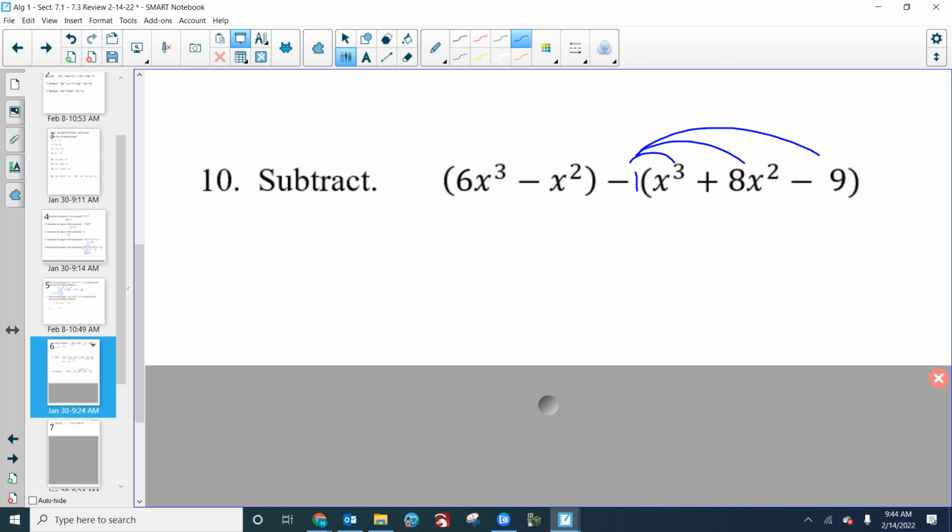Okay? Here's what that looks like. Is anything going to get changed in the first set of parentheses by that negative? No. This first set of parentheses does not get changed. But when you subtract a 3-term polynomial, every term gets made opposite. So here's what's going to happen. I'm going to leave this 6x to the third minus x squared. And go ahead, Zachary. When you distribute a -1, you get minus x to the third. Yep. Minus 8x squared. Yep. And then plus 9. Minus a -9 becomes plus 9.